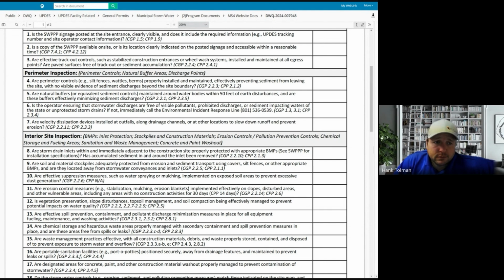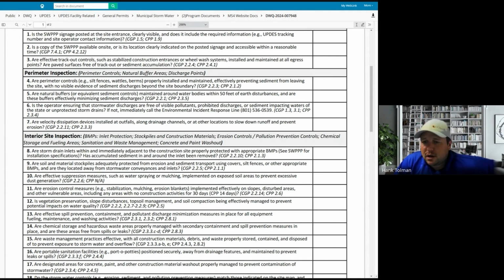Sometimes, right? Sometimes we installed check dams at a site up there in Ogden once, right? Sometimes they do need velocity dissipation devices, but not necessarily for the same purpose. If you look at question number 7, it says to slow down runoff and prevent erosion. Okay, so water in a gutter is not going to be causing erosion, right?